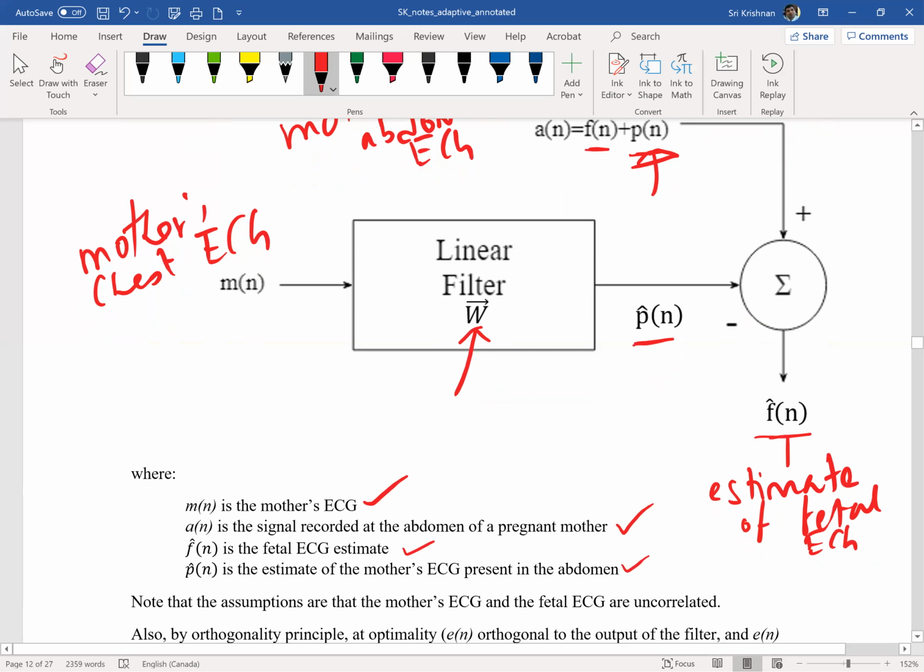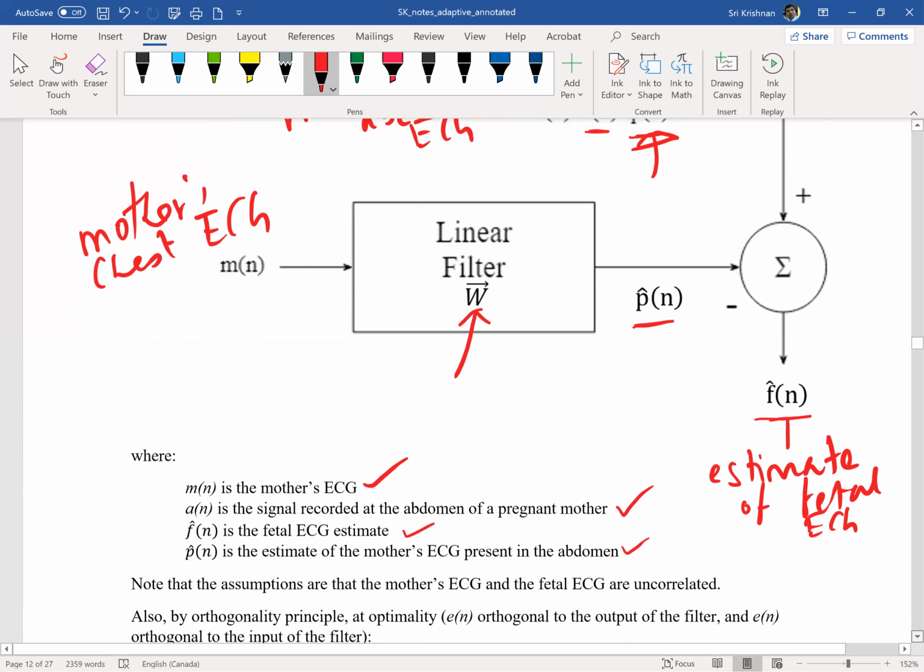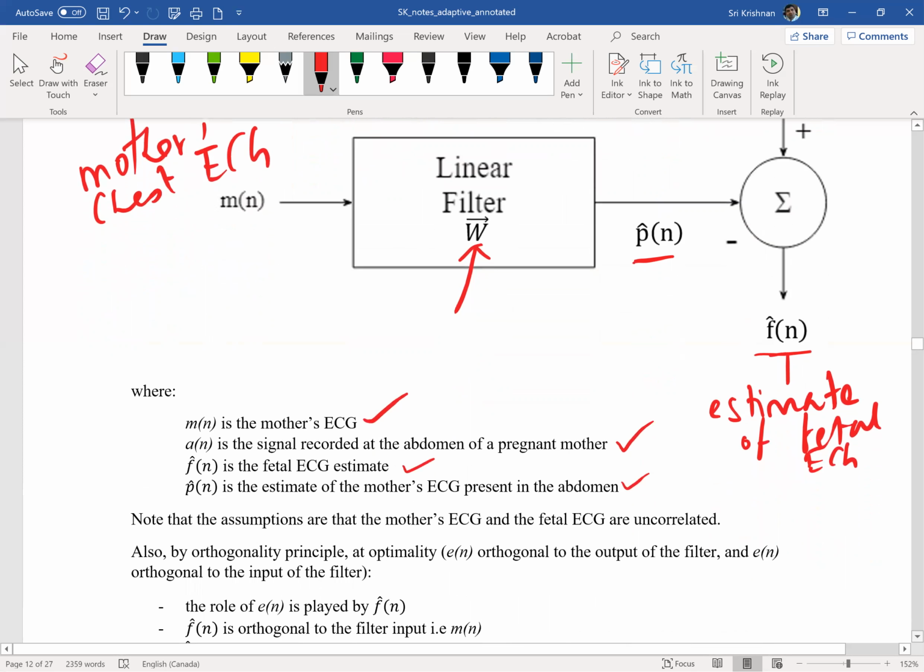Okay. Now, a very, very important thing for this filter to work in an optimal way is that the mother's ECG and the fetal ECG are assumed to be uncorrelated. That's a very key assumption. It happens naturally, they're uncorrelated, because of the very difference in heart rate between mother and fetus, they tend to be quite different. So it's possible to separate.